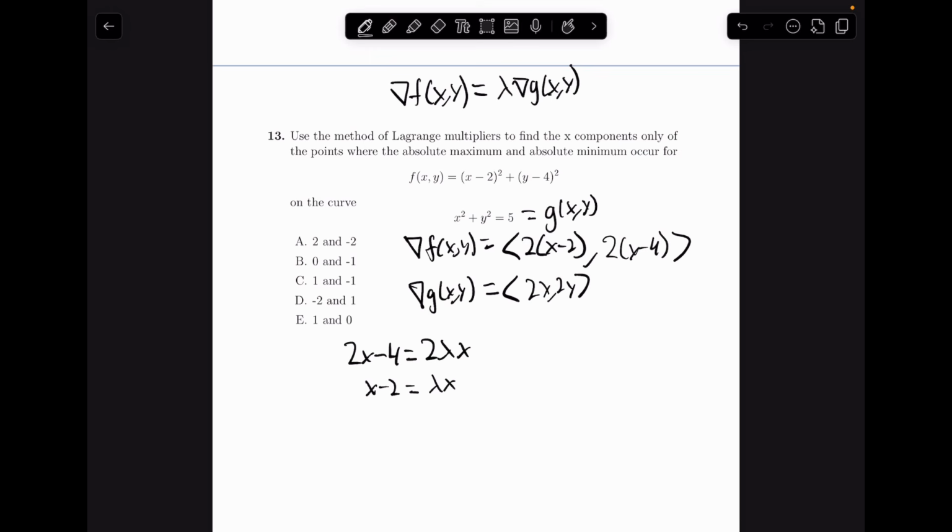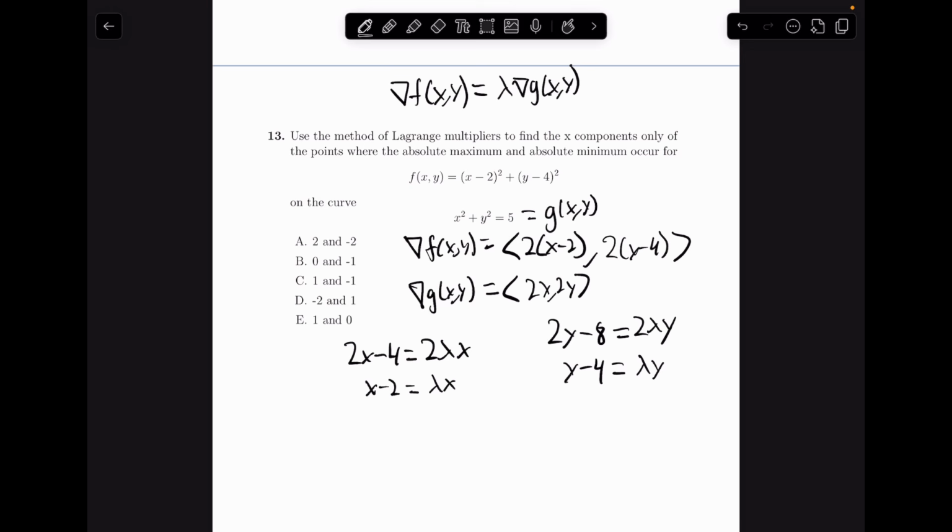Do the same thing for the y component. So we're going to get 2y minus 8, and I just multiplied this one out. And that's going to be equal to 2 lambda y. Same thing, we can divide by 2 this time. So y minus 4 is equal to lambda times y.